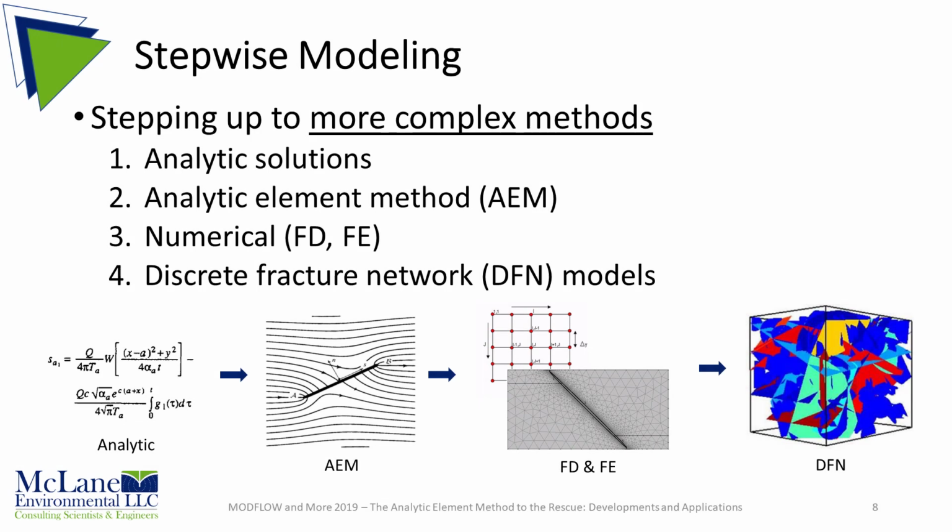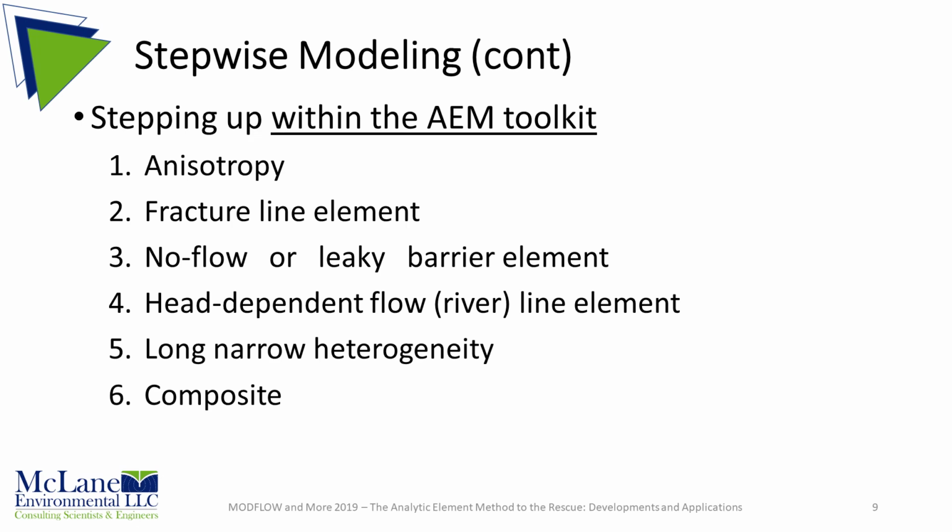Now, I mentioned a minute ago that you can use AEM modeling as one of the steps up in complexity between modeling methods, from analytic to analytic element, then numerical and DFN, if you'd like. In addition, stepwise modeling can also be conducted by stepping up in complexity within the analytic element method toolkit itself. This can include use of anisotropy, fracture or drain type elements, no flow or leaky barrier line elements, a river type element to represent a leaky vertical fault, long, narrow, high permeability heterogeneities to represent transmissive faults, and composite elements that can represent faults or fractures.